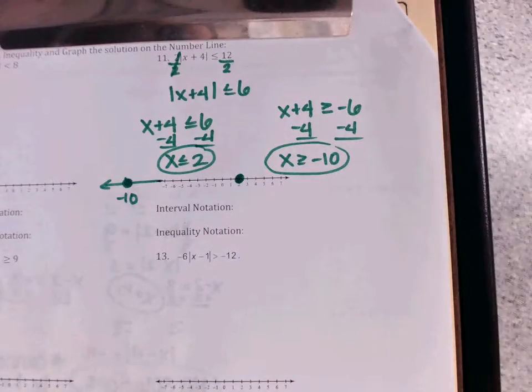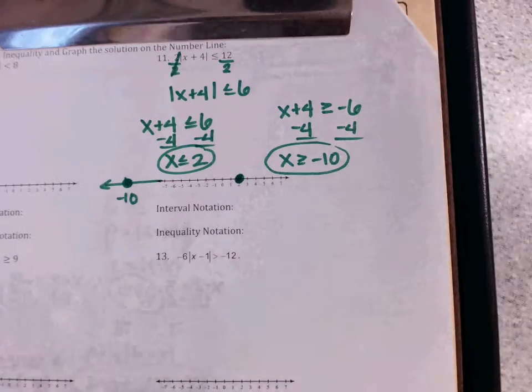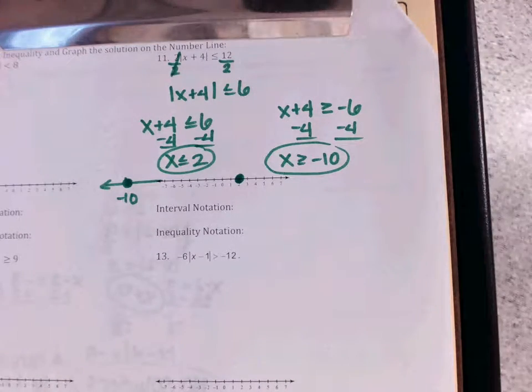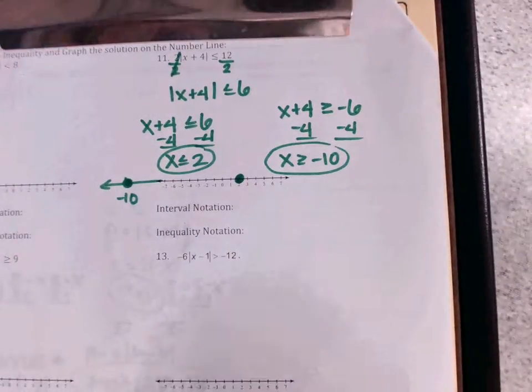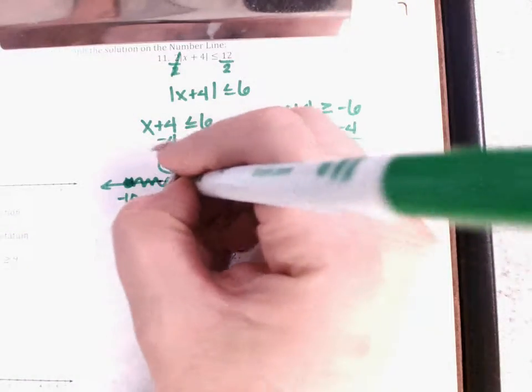And then remember, you're either shading, do y'all remember, away or together? So look at your symbols. If it's a less than 2, which way is that one going? To the left. Greater than negative 10 is going to the right. So are they going towards or away? Towards, you only shade in the middle. Yeah? Now remember that for interval notation, they're not going to show you a number line.